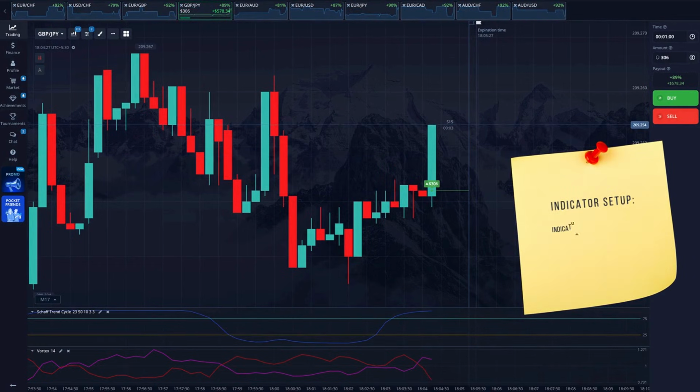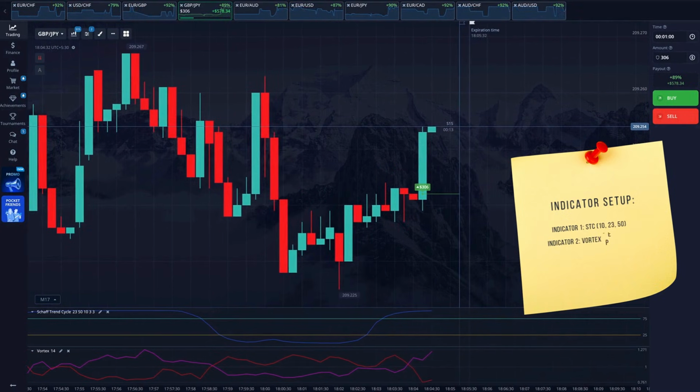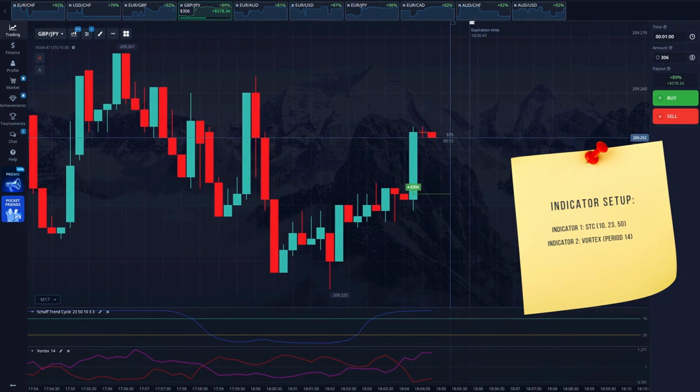Now, let's load up the engine of this strategy. Go to your indicators and add the Schaff Trend Cycle, or STC. We are leaving this entirely on the default settings, cycle at 10, short at 23, and long at 50. Notice how smooth it looks on the chart. It's much faster than a traditional MACD. But we never trade on the STC alone. To confirm the actual trend direction, add the Vortex indicator to your chart and set the period to 14.